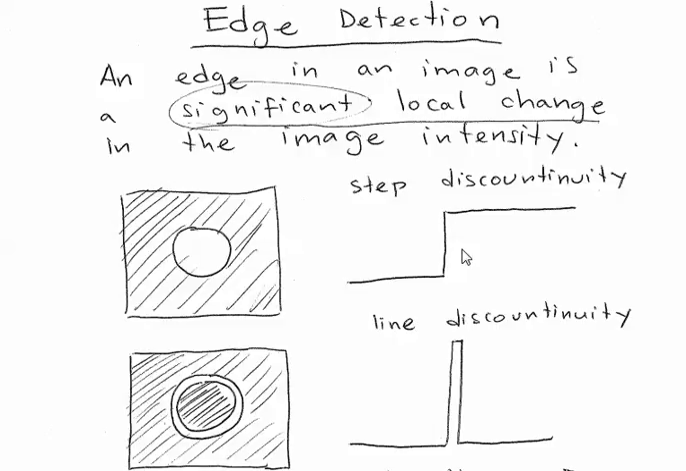Okay, and in the next example, in this circle, you see that we have the same idea. We have the background, so this is kind of constant. Then we get an edge, there is a change, and then we go back to the background. This type of change is the one that we're going to call a line discontinuity.